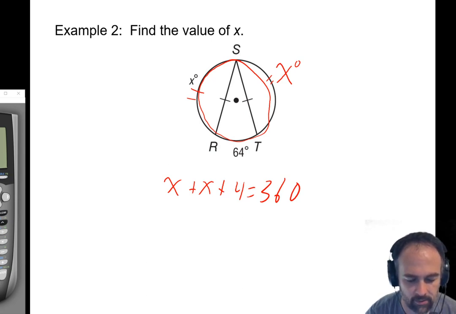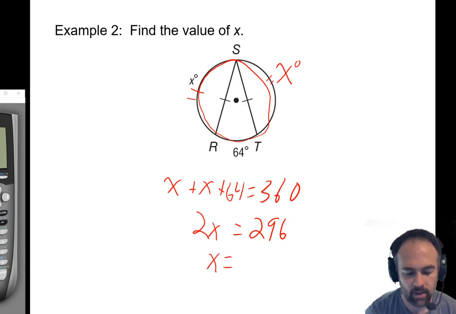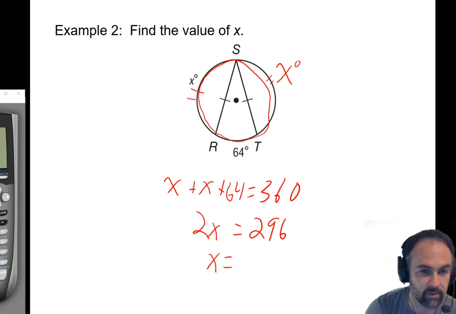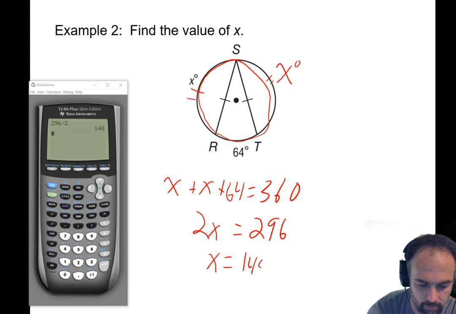Okay, so let's go ahead and do our algebra. 2x equals, subtract 64 on both sides, gives me 296. Divide both sides by 2, and that's going to give me, and forgive me y'all, it's like 11:15 p.m. and I've had a long day. My mental math skills are not great right now. 296 divided by 2, I know I should be able to do that in my head. 148 degrees.